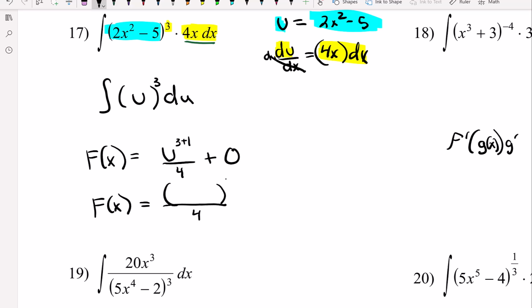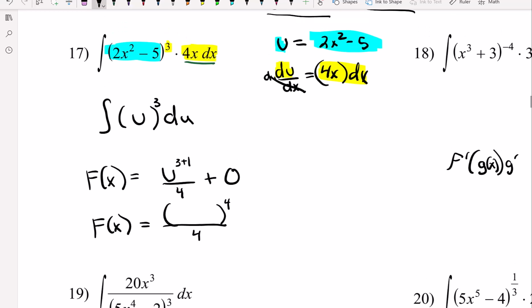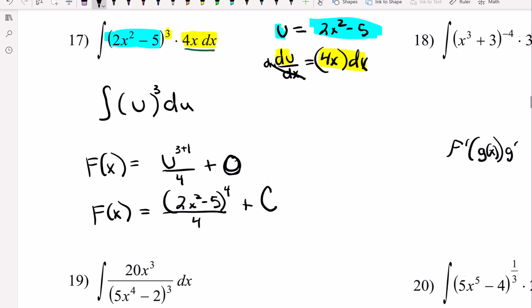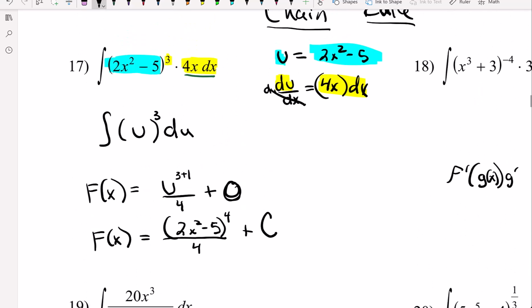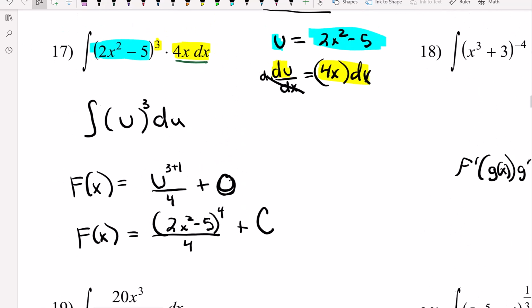But now, instead of u, we substitute back, and then the integral of 0 is the constant. So that's the process. That is how you work backwards with the chain rule. All right. And then it gets more complex, but that's kind of the gist.